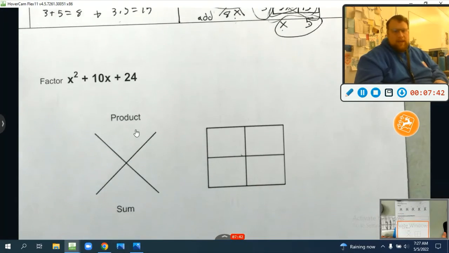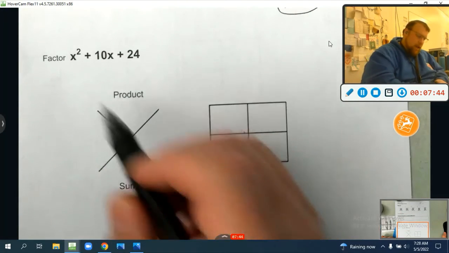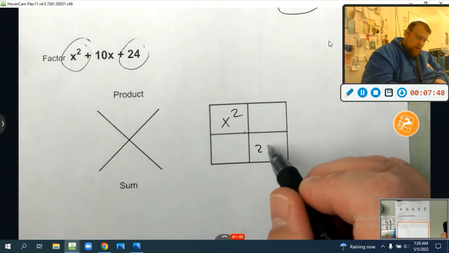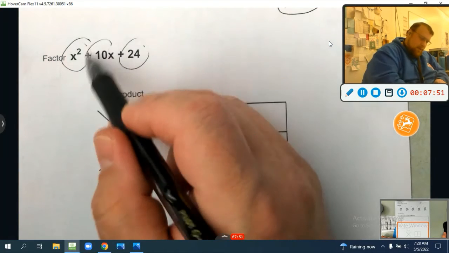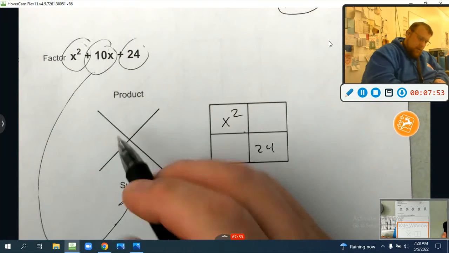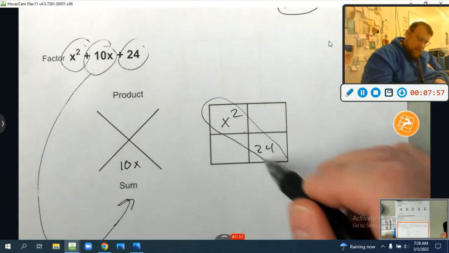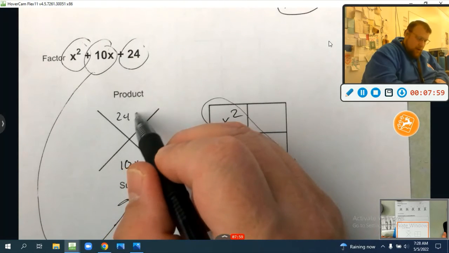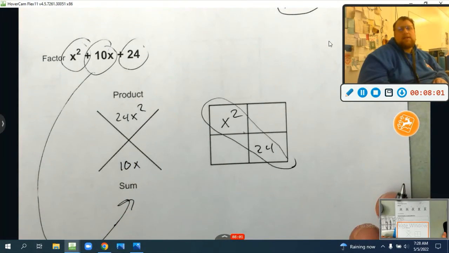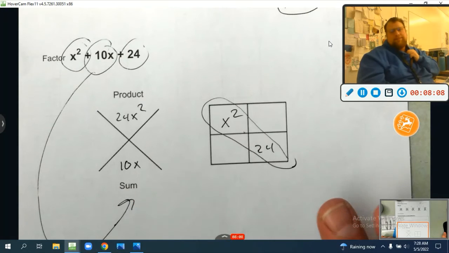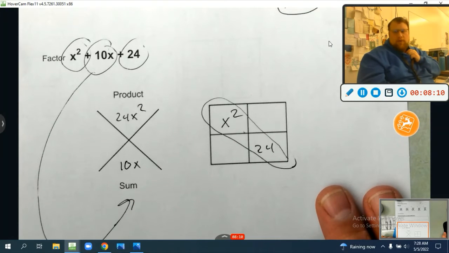So let's do this again. I'm going to look down here again. First and last term are always going to go in the first diagonal, x squared and 24. This middle term is always going to go in the bottom because it's the sum, 10x. And then I multiply this diagonal to get the top, 24x squared. Now let's think for a minute. What can I multiply to get 24? Well, I've got 1 and 24, but that won't add or subtract to make 10. Okay? I've got 2 and 12.